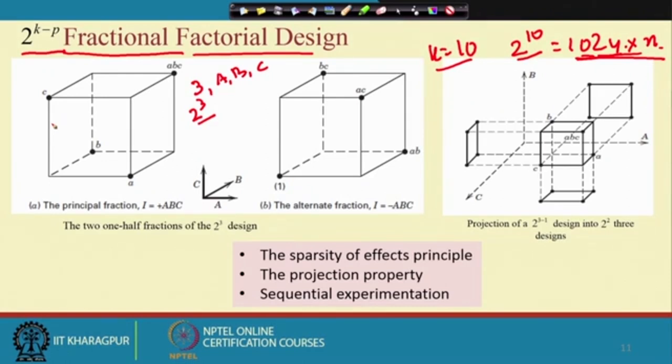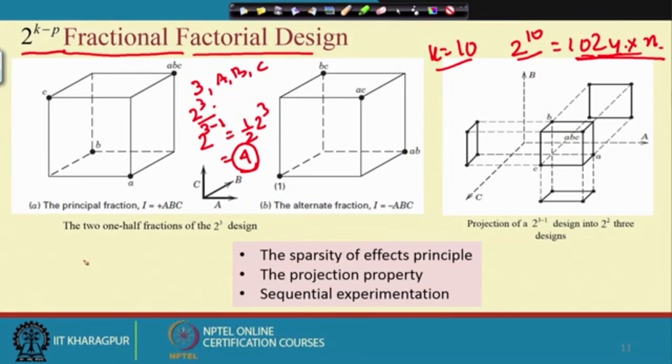So, if I go for the 2 to the power 3 design, that means each of the vertices, all the settings you are considering for this cube. Instead of that, suppose you want to do 2 to the power 3 minus 1, that means 1 half of 2 to the power 3. So, that means 4 independent settings, or 4 treatment combinations you will consider. Is it possible? It is possible. How it is possible? We will not discuss now. We will be discussing it when we analyze the 2 to the power k minus p factorial design.